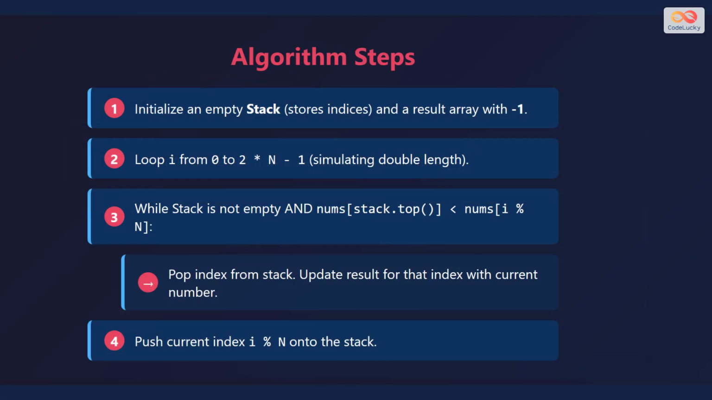The algorithm works like this. First, we initialize an empty stack to store indices and a result array filled with -1s. We then loop from 0 to 2 times n-1. Inside the loop, while the stack is not empty and the current number is greater than the number at the stack's top index, we pop from the stack and record the answer. Finally, we push the current index onto the stack.